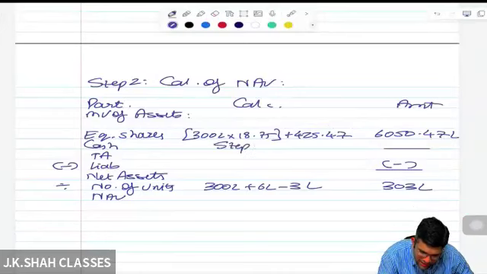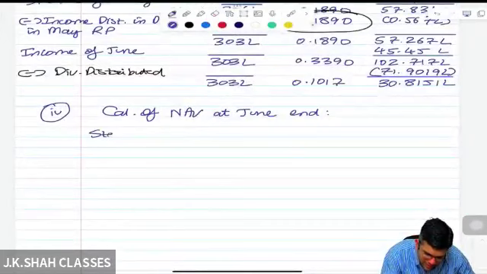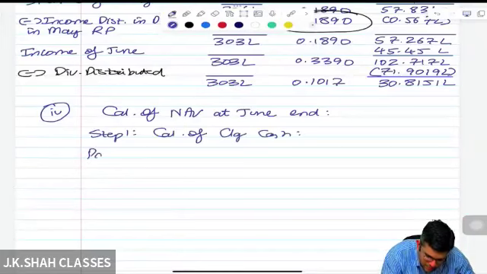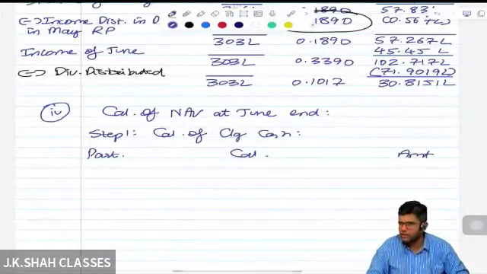So now the whole point is how to find closing cash. For that, I will make us write step 1. So please everyone now write with me. Step 1, calculation of closing cash. Particulars, calculation, amount.